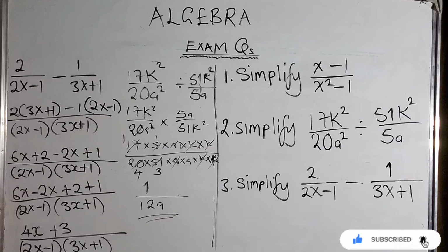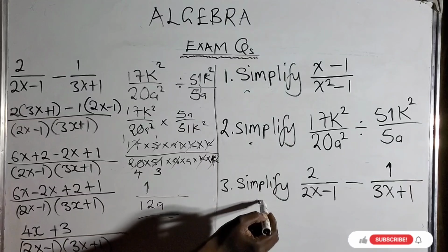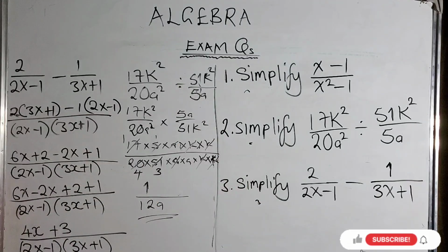Okay, so this is 2 marks. This is also 2 marks. Then this one is 3 marks. So together this is 7 marks.